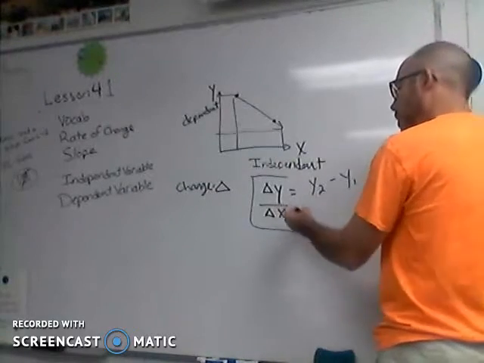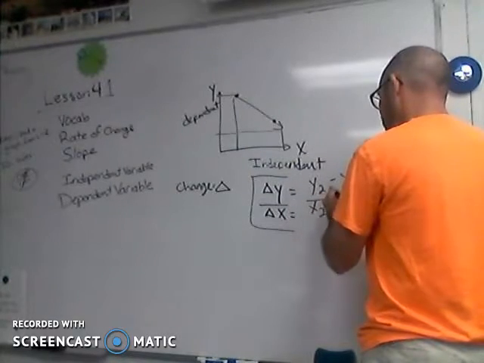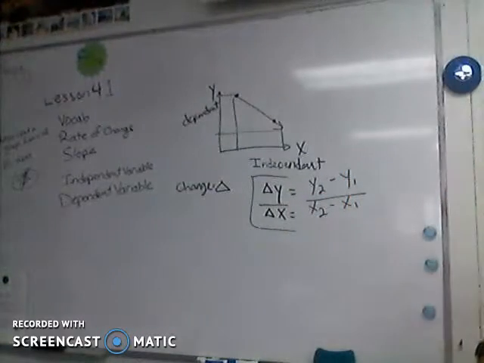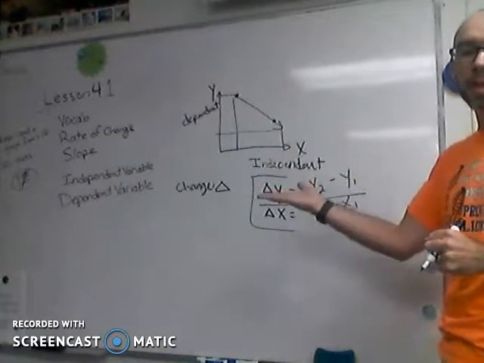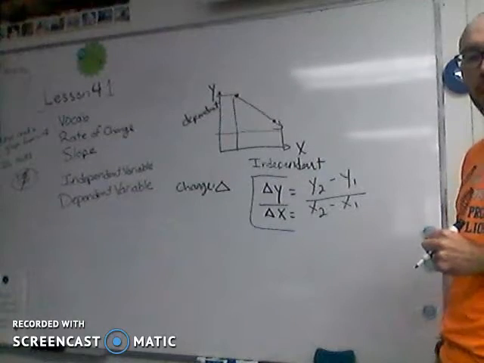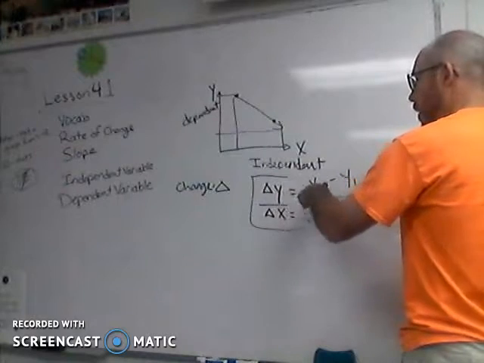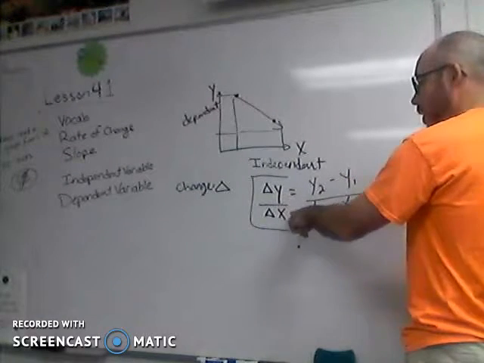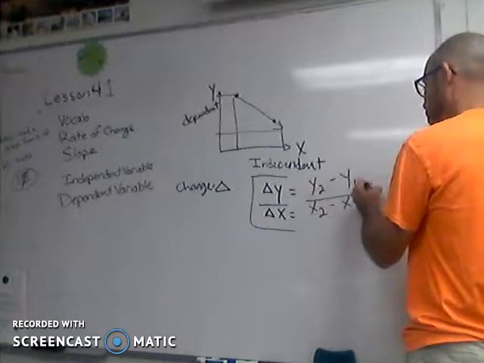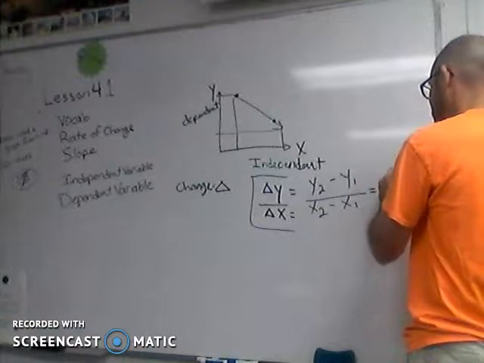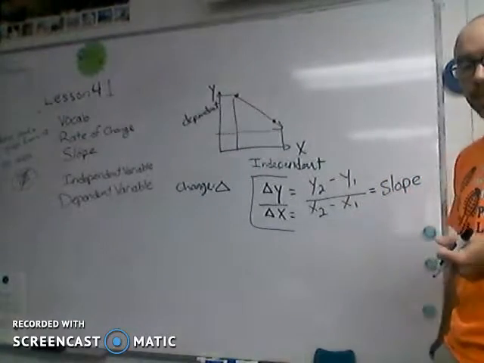And then we're going to do the same thing on the x side of things. We take the x2 minus the x1. This right here is the slope formula. It's just a different version of delta y over delta x. Change in y and change in x. So change in y is the second y minus the first y, and change in x is x2 minus x1. So I'm going to put in there that this is also equal to, or the formula for finding, the slope.